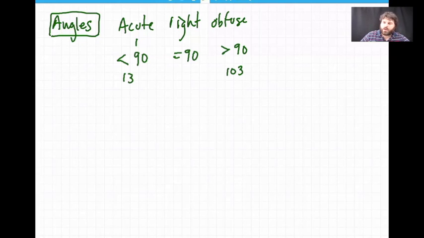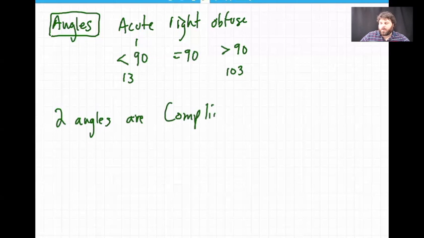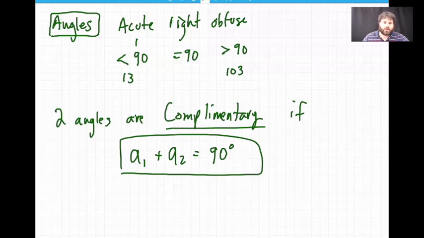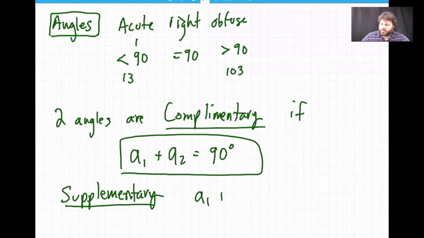So the first thing we want to define is what it means to be a complementary angle. Two angles are complementary if they add up to be 90 degrees. So angle 1 plus angle 2 equals 90 degrees. That's what it means to be complementary. Two angles are supplementary if they add up to be 180 degrees. If the two angles add up to equal 180 degrees, we call them supplementary.